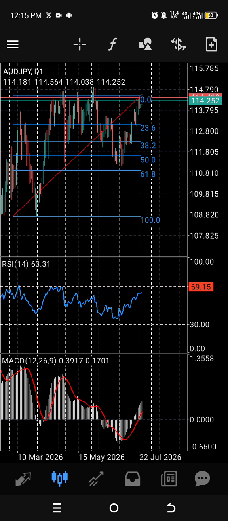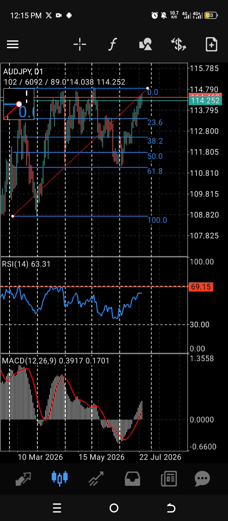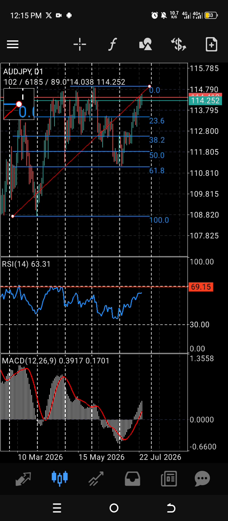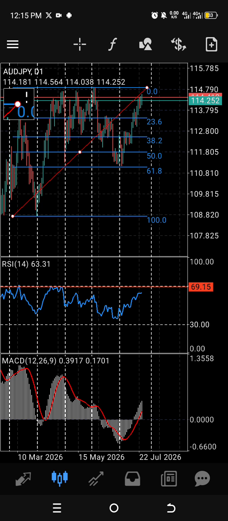And look at what happened now. The market bounced at the 61% Fibonacci level. The market bounced here. Having bounced here, it's telling us that the market is about to continue the uptrend.